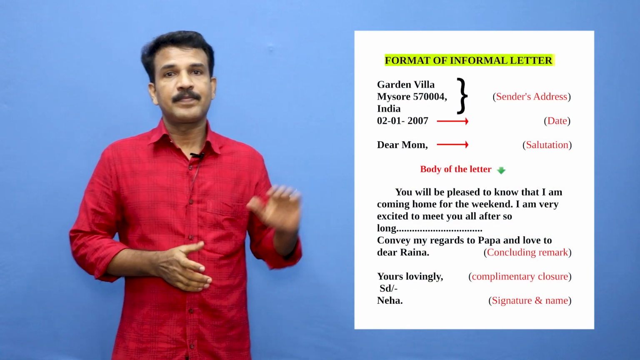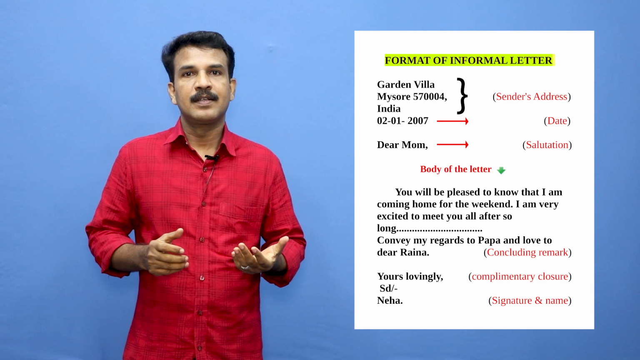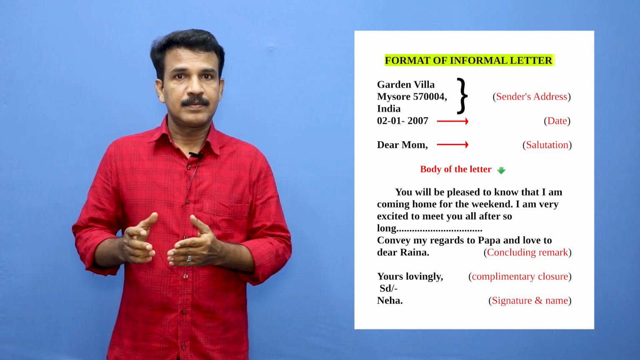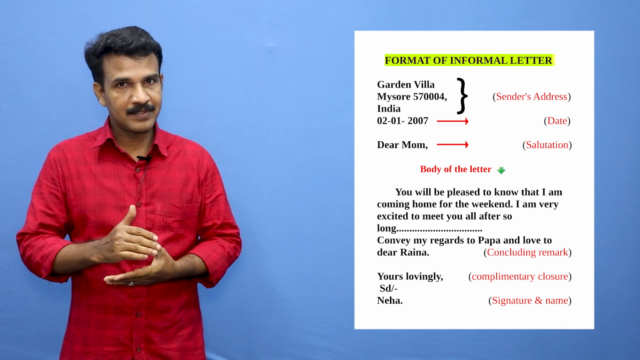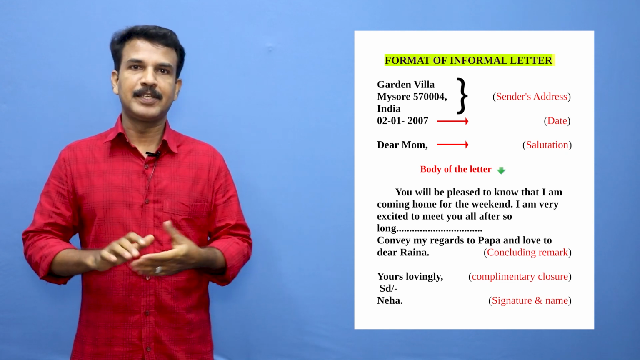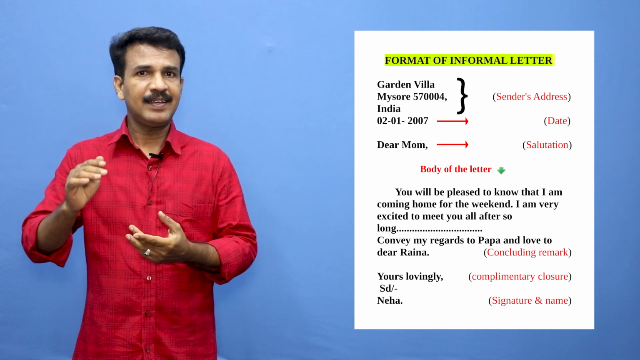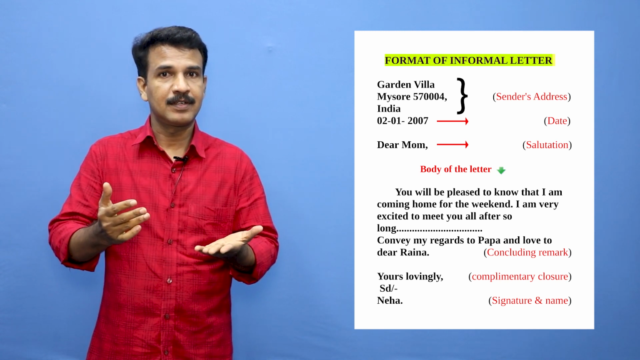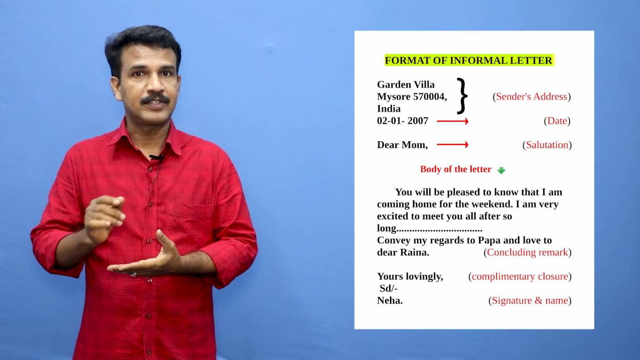First, you can see Garden Villa, Mysore 57004 and India. Then 2nd of January 2007. Then comes Dear Mom. The letter begins like this. Dear Mom, you will be very pleased to know that. And in the last part of it, she says, convey my regards to Papa and my love to Reina. And then yours lovingly, signature and Neha.